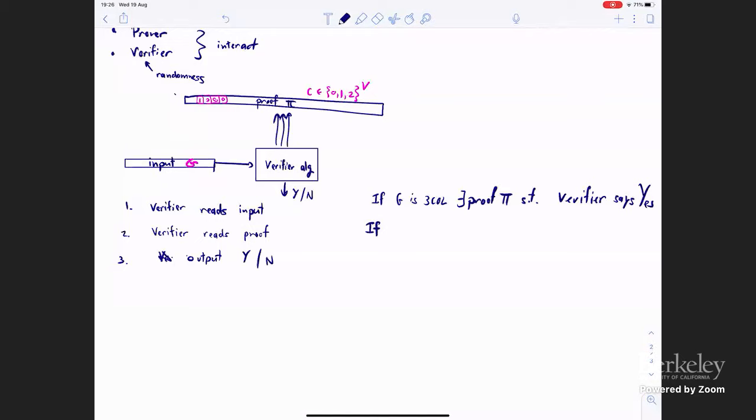How does the verifier decide whether to output yes or no? The verifier just goes edge by edge and checks that the endpoints of each edge are different colors. If yes, it will say yes. And if G is not three colorable, then for every proof, no matter what coloring of the vertices you give me, the verifier says no, because there will always be some edge where the two endpoints are the same color. This is just in this example of three coloring, but as I told you, this problem is NP complete, so it encodes any other NP language. So I'm not losing any generality by talking about this seemingly very specific problem.